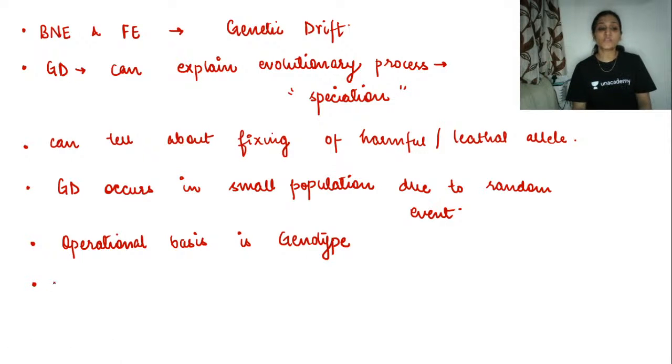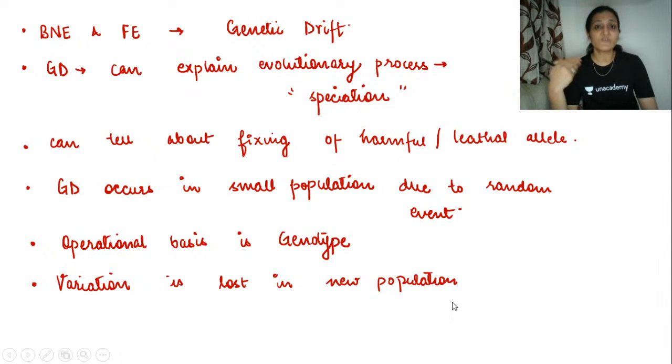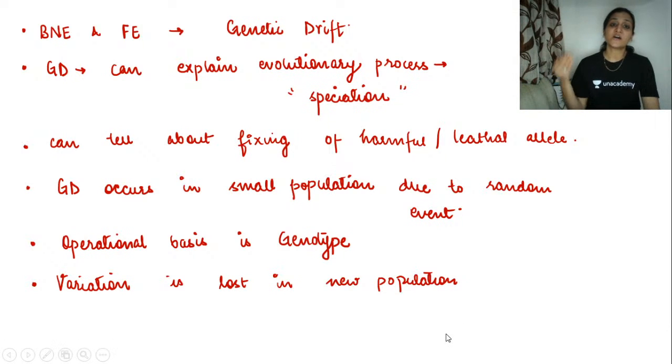Then variation is lost in the new population. We have seen that in the bottleneck effect there were 5-6 types of beads in the bottle. That means 5-6 types of alleles for a single gene were there in the bottle, but when it suffered the bottleneck effect, only some of the alleles came in the glass. And when we are talking about genetic drift also, only some of the alleles were fixed in the founder population. So variation is lost in the new population.